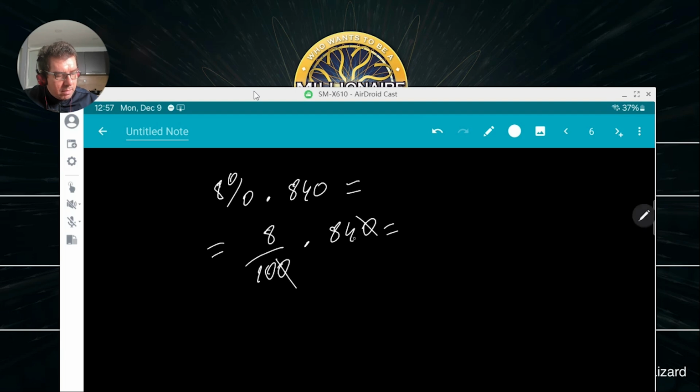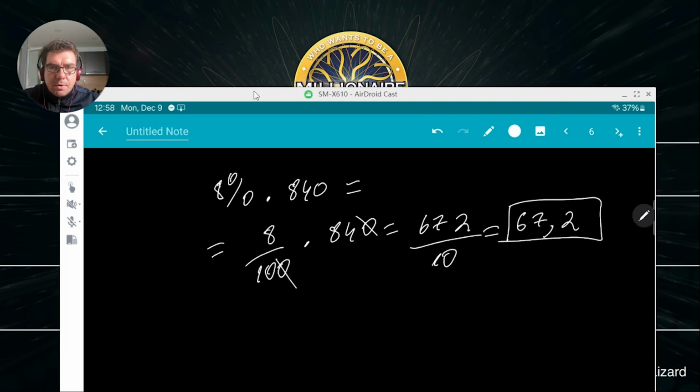So 8 times 84. 8 times 4 is 32. 2, we retain 3. 8 times 8 is 64. Plus 3 is 67 over 10. And now we simply move the comma one position to the left. So we get to 67.2. And that is the answer. Okay.